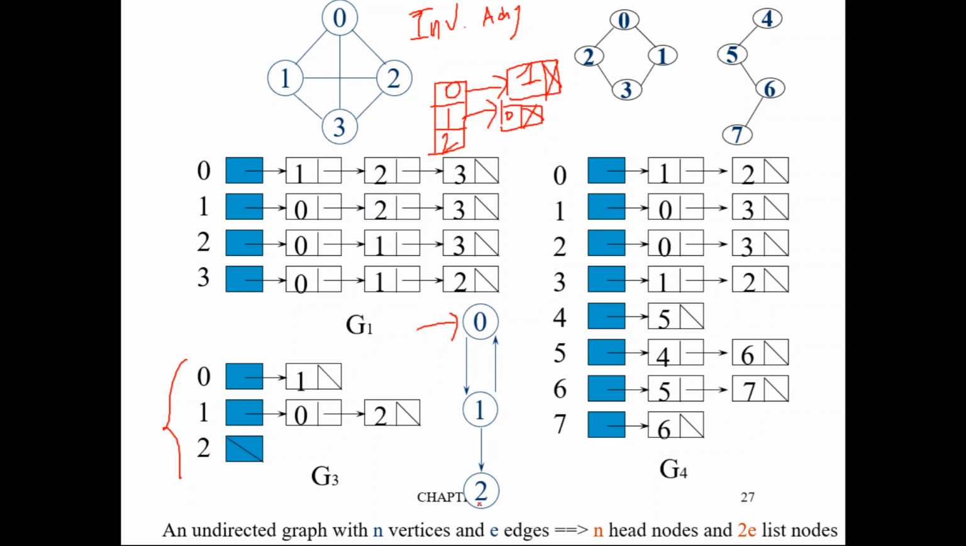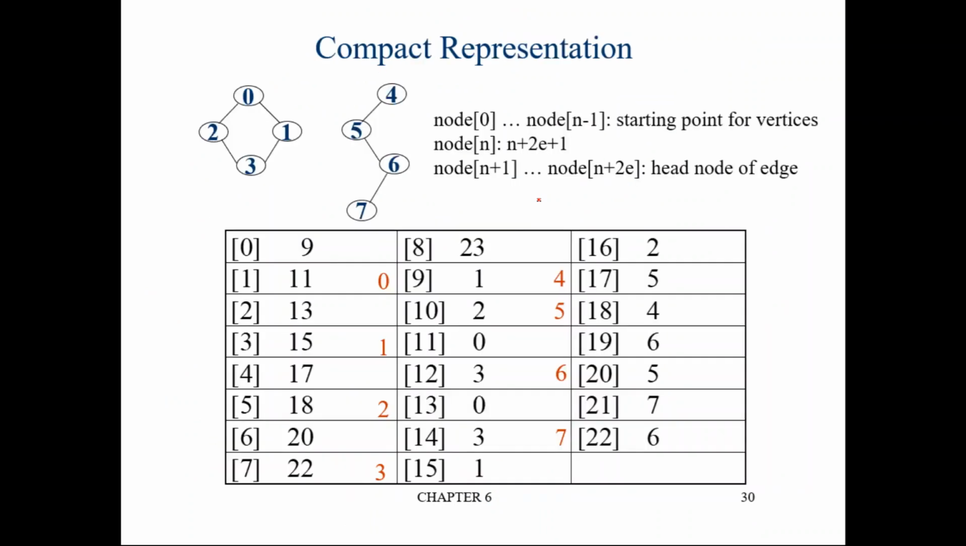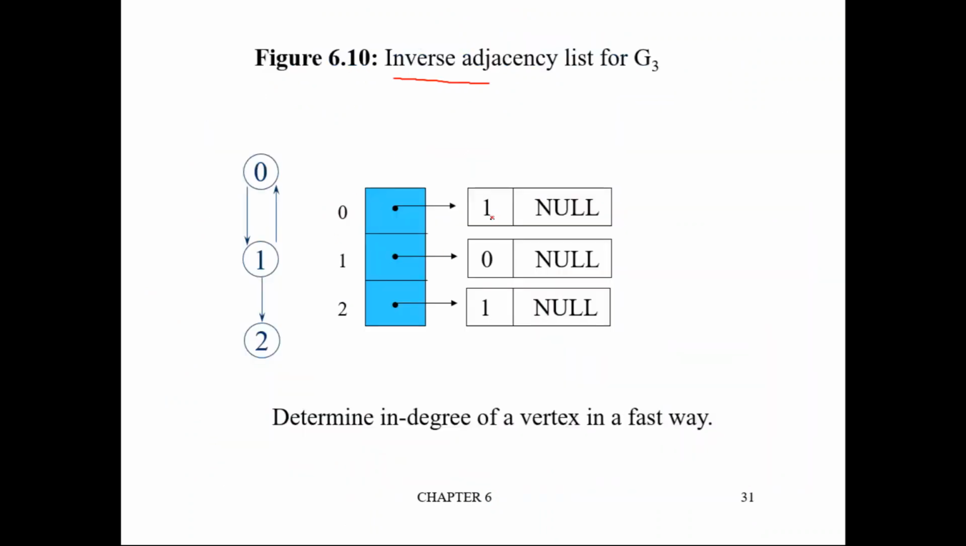Now take vertex 2. Does it have an incoming edge? Yes. It has an incoming edge from 1. So it will be represented like this, 2 to 1, which means there is an incoming edge to 2 from 1. Fine. So this is how we represent the inverse adjacency list. You can see for this graph, 0 has one incoming edge from 1, 1 has one incoming edge from 0, 2 has one incoming edge from 1.